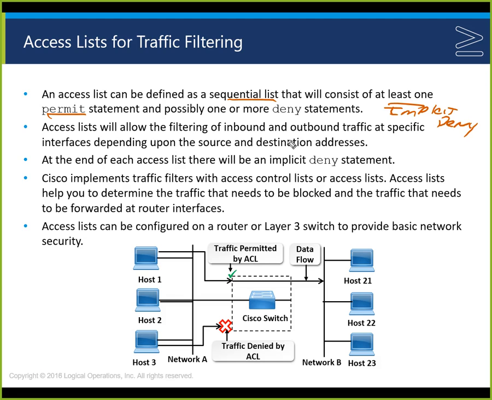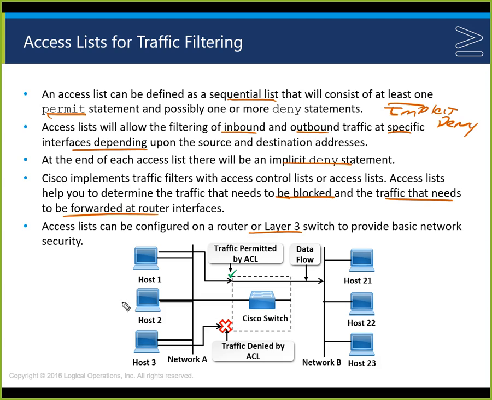If we have an access control list, it allows filtering on inbound and outbound interfaces, and we specify whether it's inbound or outbound where we want to apply the list. At the end of each list is the implicit deny. Traffic filters with access control lists help you determine the traffic that needs to be blocked and the traffic that needs to be forwarded through the routers. That's what they're there for. They can be configured on a router or layer 3 switch to provide basic network security.